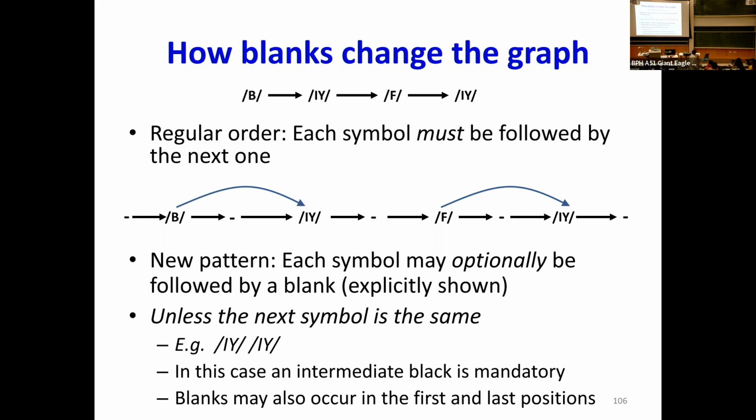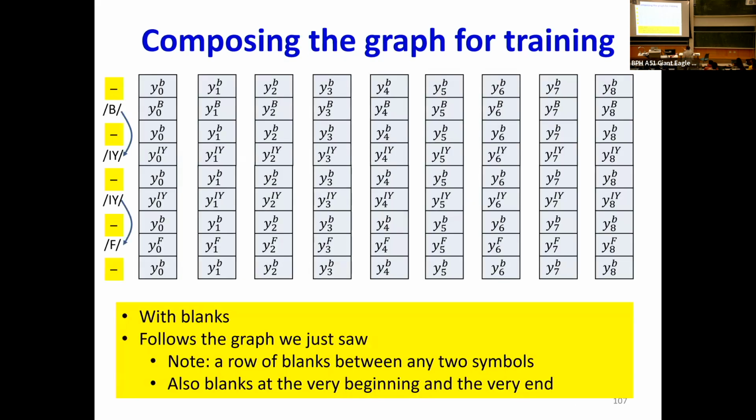It's missing an arc. But then suppose I want to have B, E, E of this kind, where I have E occurring twice.